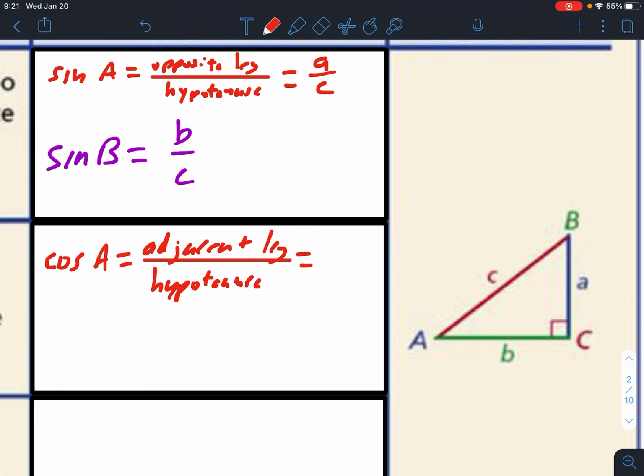So look at angle A. What is the leg that is adjacent to A? That would be little b. What is the hypotenuse? Still little c. So our answer here would be b over c.